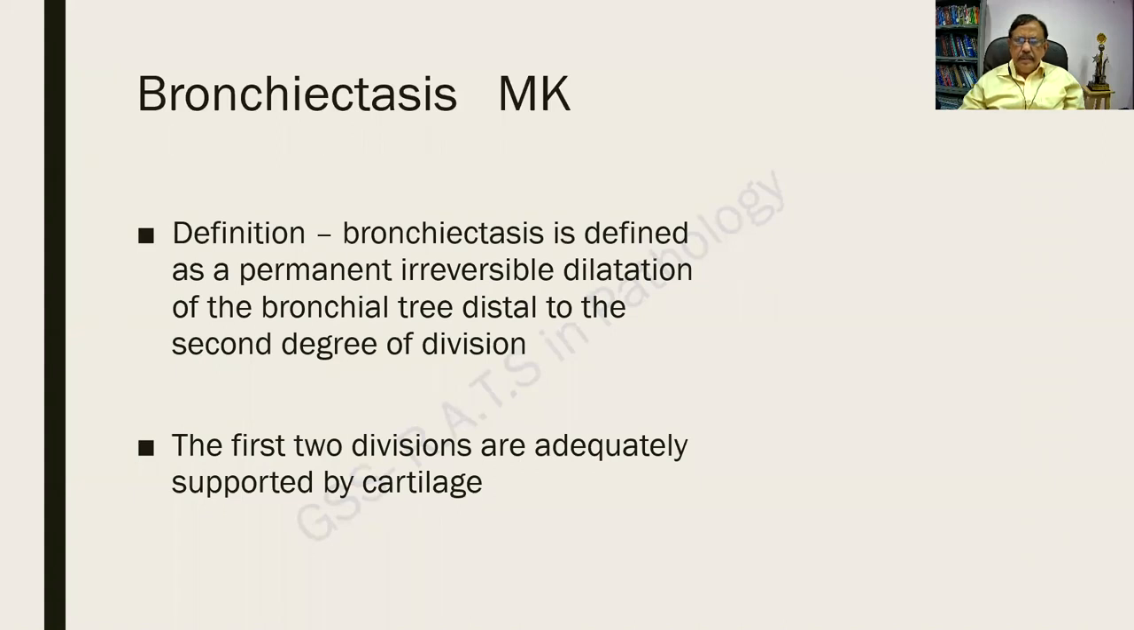Definition. Bronchiectasis is defined as a permanent, irreversible dilatation of the bronchial tree distal to the second degree of division. I repeat once again, bronchiectasis is defined as a permanent, irreversible dilatation of the bronchial tree distal to the second degree of division. The first two divisions are adequately supported by cartilage.